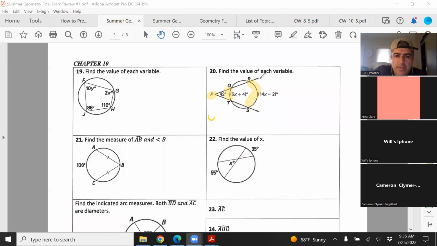42 degrees is half of 14x minus 2 minus 5x plus 4. Hopefully you guys set up correctly. So just doing the setup, if there's like a 4-point problem, at least give you 2 points for doing the setup.